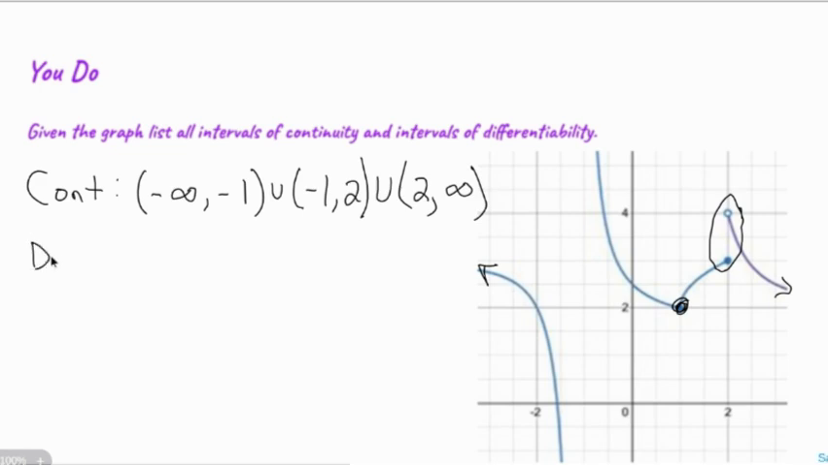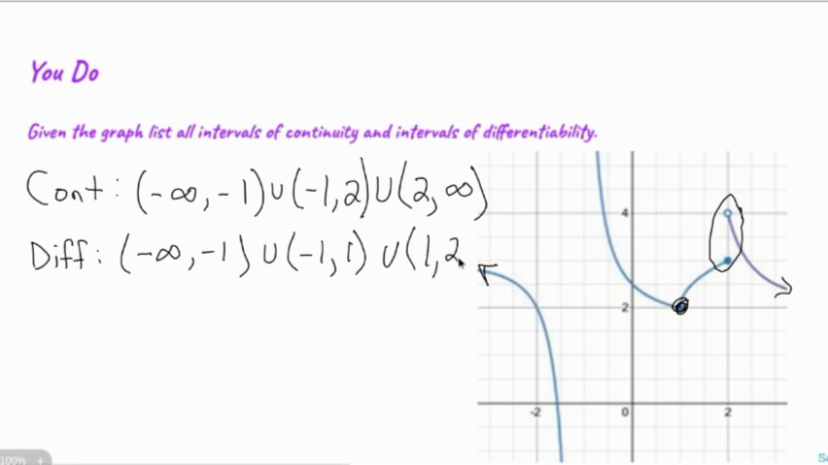And then for our differentiability, we have the two discontinuities, plus we also have this cusp here. So we're going to have 4 intervals. We go from negative infinity to -1, like we started continuity with. And then from -1 to 1, and then 1 to 2, and then 2 to infinity.